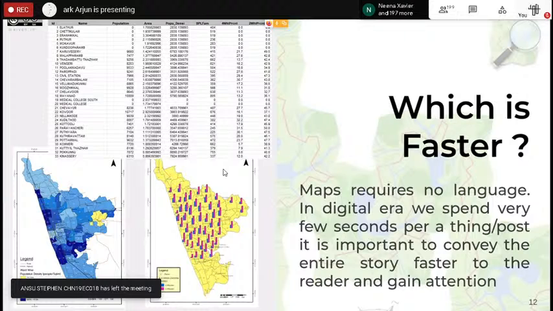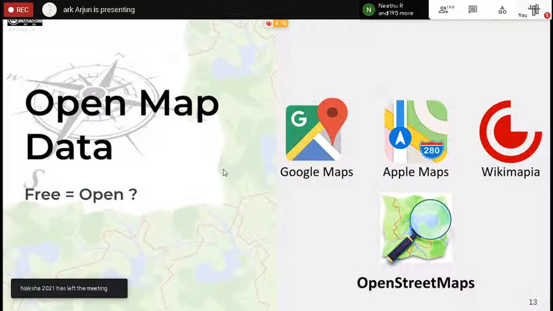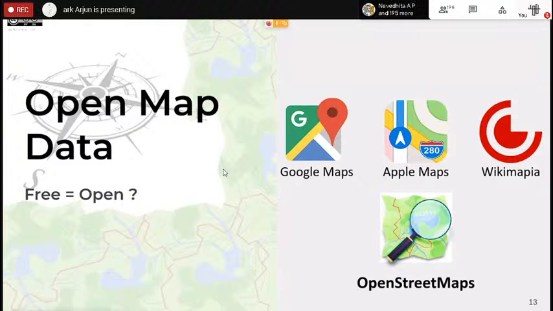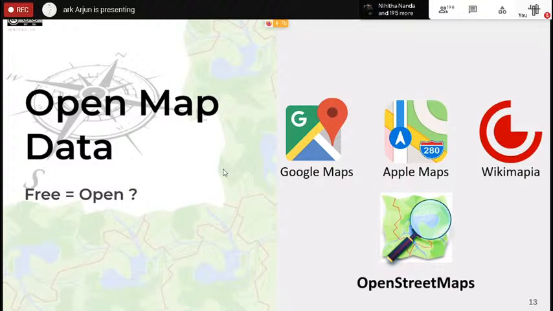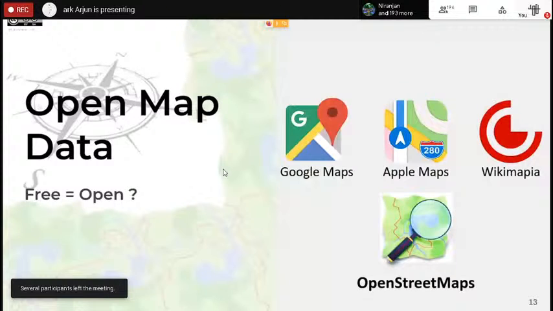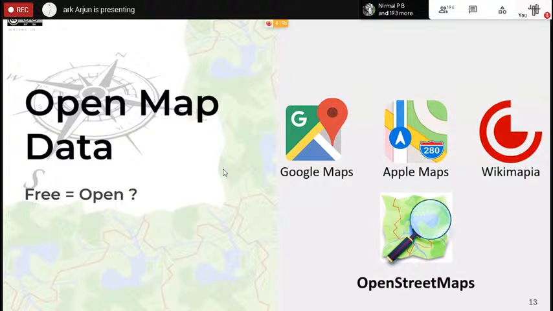Open map data. What do you mean by open data map? On the right side, you can see some of the free maps currently available in the market or the industry. So Google Maps, Apple Maps, Wikimapia, and OpenStreetMap are all free maps, free for use. So does it mean free is open?